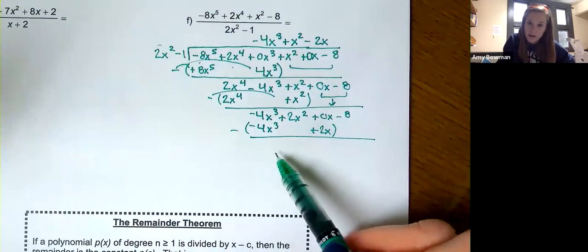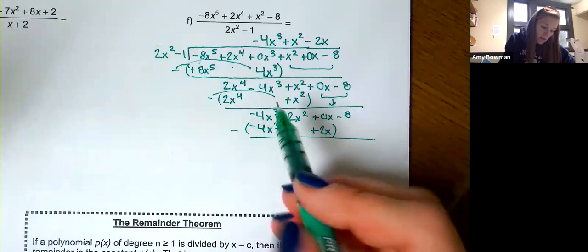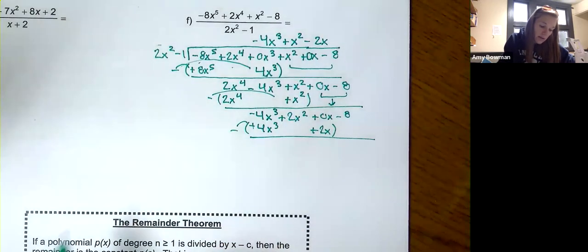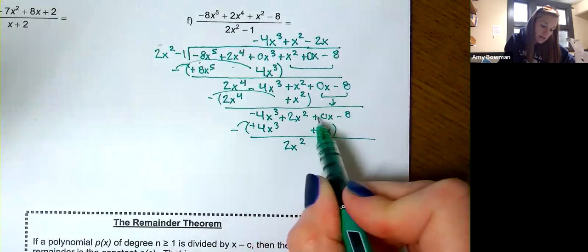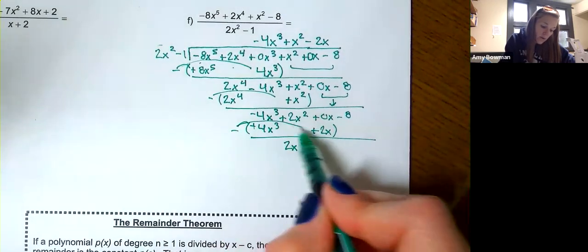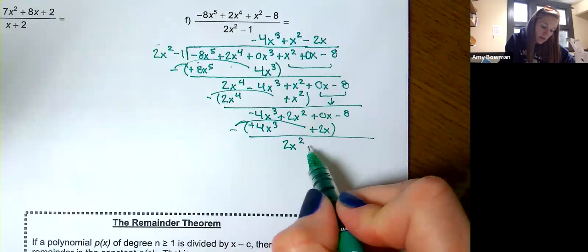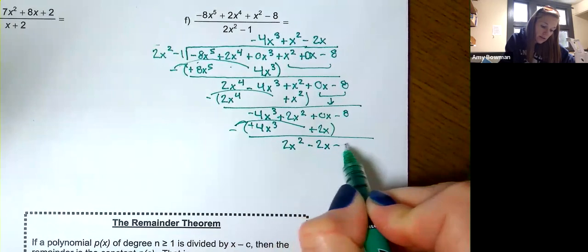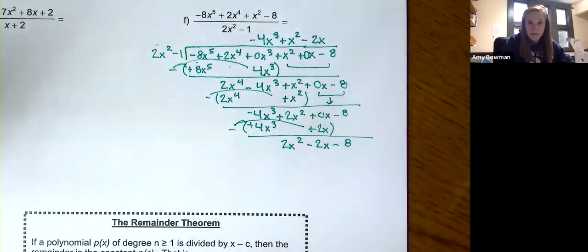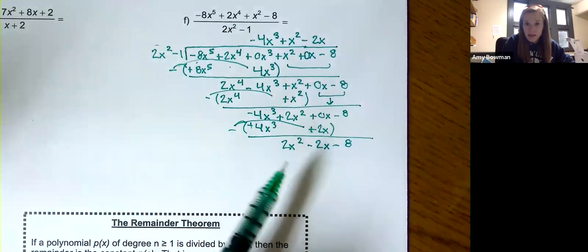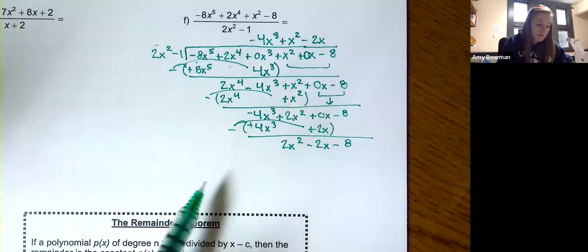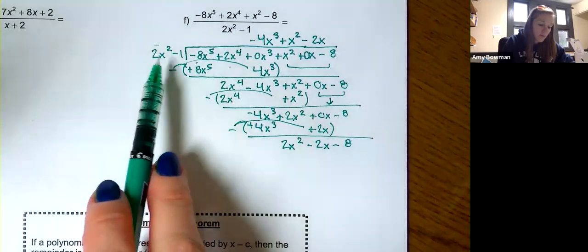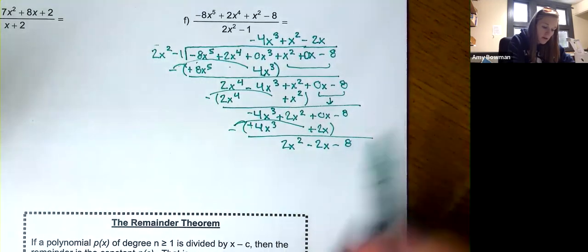So the x cubed term is gone, negative 4x cubed plus 4x cubed. 2x squared minus nothing is 2x squared. And then I have 0x minus 2x, negative 2x. Bring down the rest, the minus 8. Okay, but now my degree is the same. I want this degree of the dividend to be less. So I have one more round of this. So 2x squared times what is 2x squared? That's just plus 1.